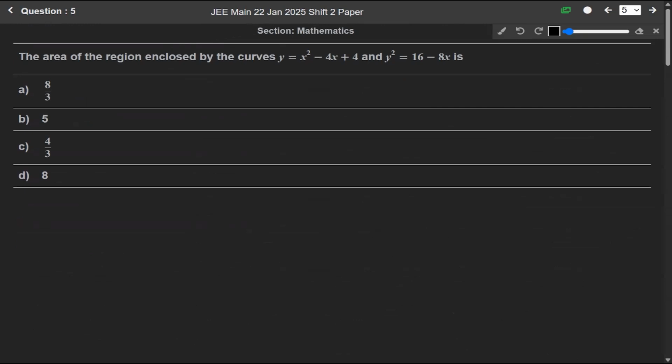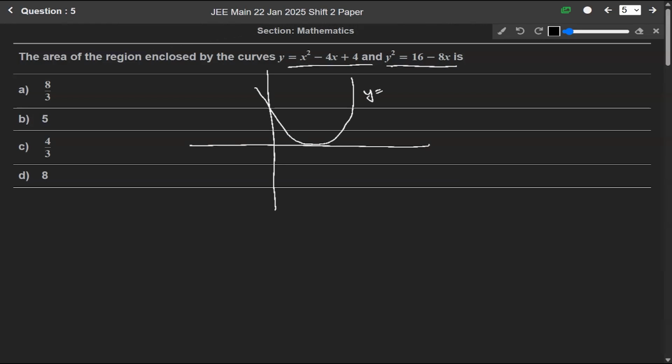Now next question 5. The area of the region enclosed by the curves y equals x square minus 4x plus 4 and y square equals 16 minus 8x. So we are given y equals x square minus 4x plus 4 and y square equals 16 minus 8x. Okay. So we have to find this shaded area.